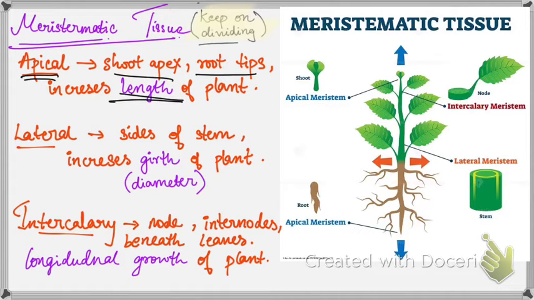Now secondly, the lateral meristematic tissues are present on the sides of the plants. That means they're present in between the stems. They increase the girth or the diameter of the plant. Now comes the intercalary meristem. These intercalary meristematic tissues are present in nodes and internodes, as you can see here, and between the leaves, beneath the leaves, and they help the plant to grow longitudinally. They make the longitudinal growth of a plant.